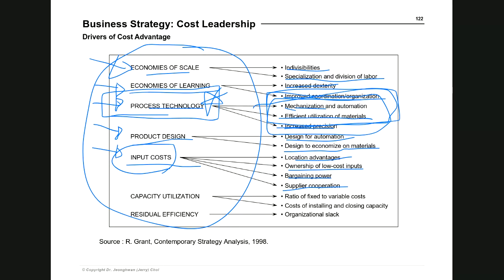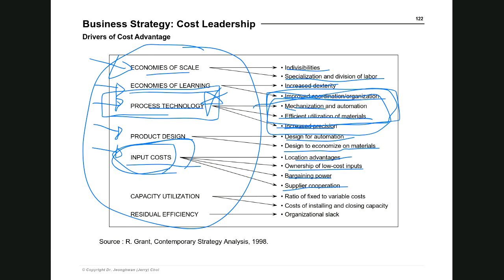So in order to reduce the input cost, government or the market wants to make an innovation cluster. That is the reason why we create multiple innovation clusters in a nation. For what? In order to reduce the cost.